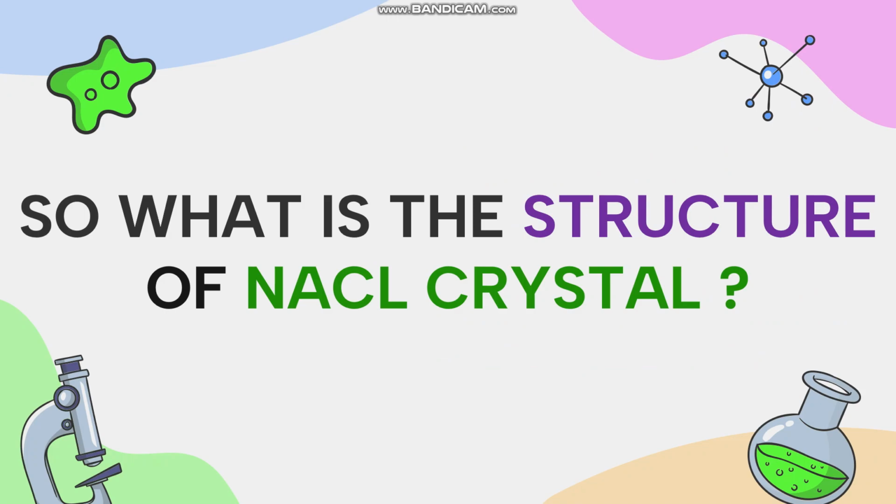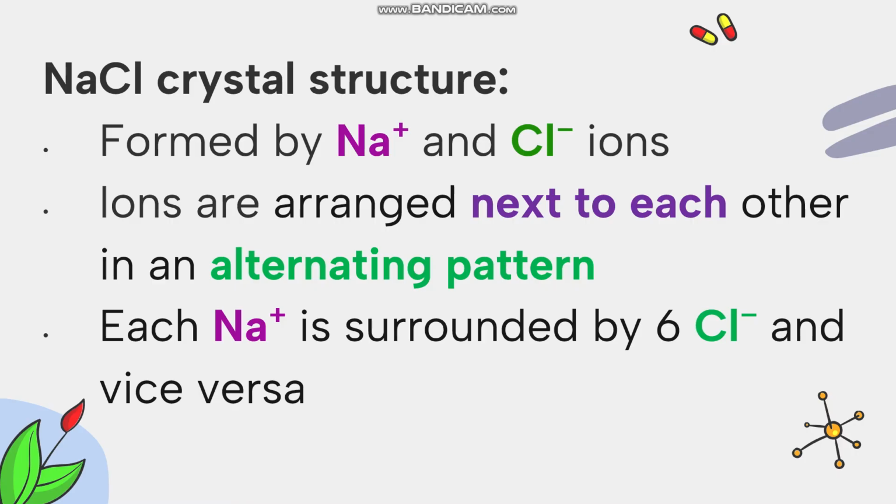After we have built the model of sodium chloride, now we will figure out more detail about the structure of the sodium chloride crystal by observing the model we have built. Do you have any opinion about this? Yes, let's write down in your notebook. The sodium chloride crystal structure is formed by sodium and chloride ions, and the ions are arranged next to each other in an alternating pattern, and each sodium is surrounded by 6 chloride ions and vice versa.